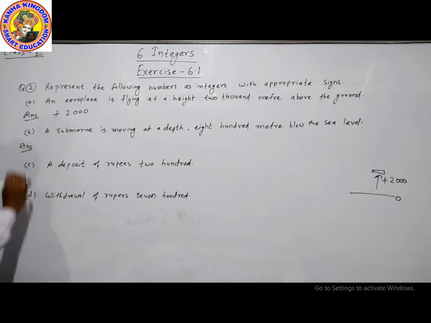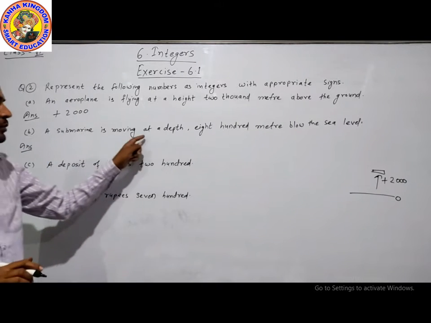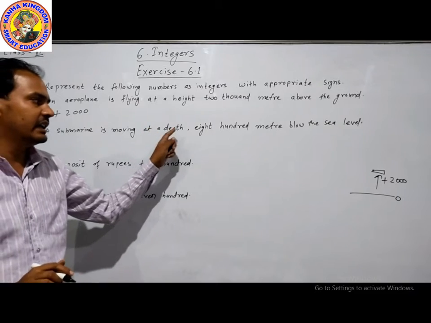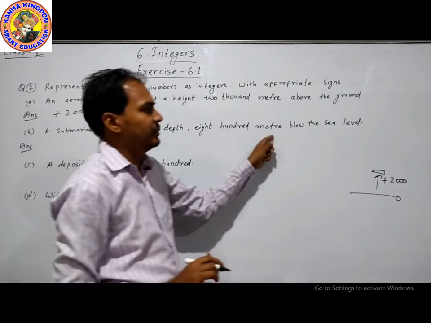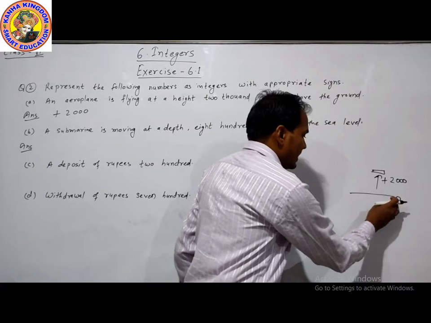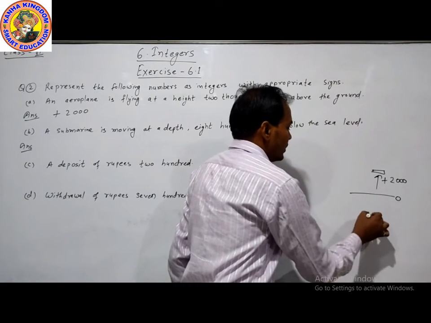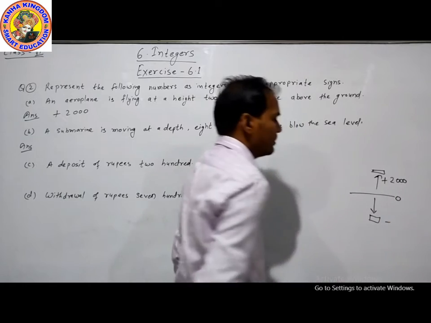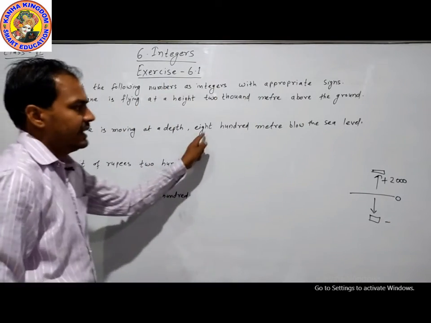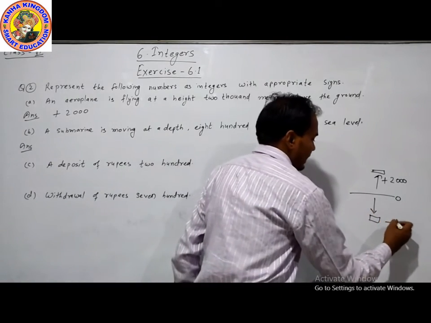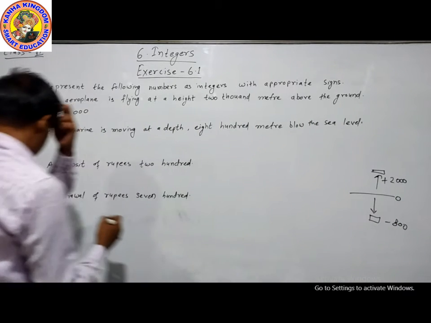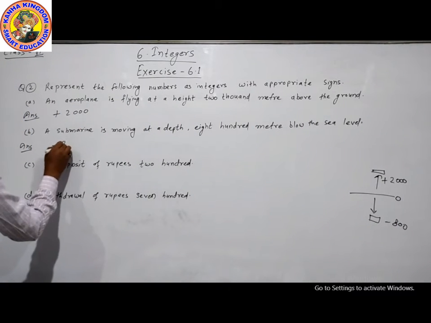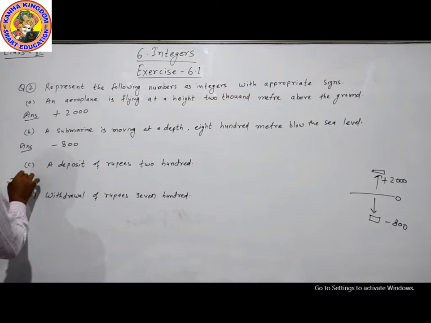Now next one. A submarine is moving at a depth 800 meter below the sea level. If the sea level is our 0, here is a submarine which is below. Below means minus 800. So the answer is minus 800.